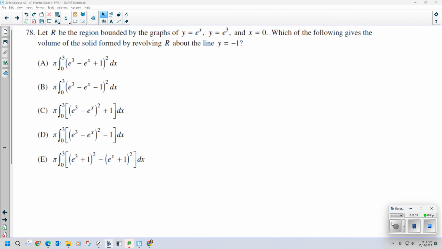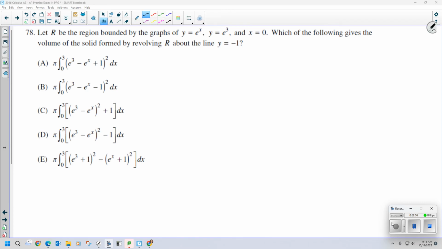Let R be the region bounded by the graphs of y equals e to the x, y equals e to the 3rd power, and x equals 0. Okay? Which of the following gives the volume of the solid formed by revolving R about the line y equals -1? All right.